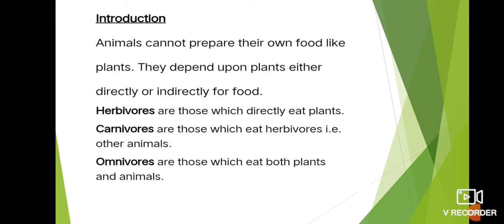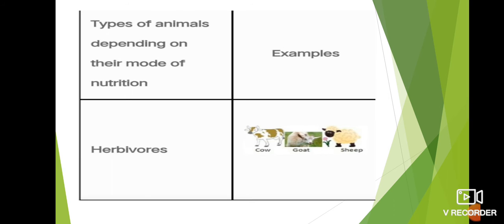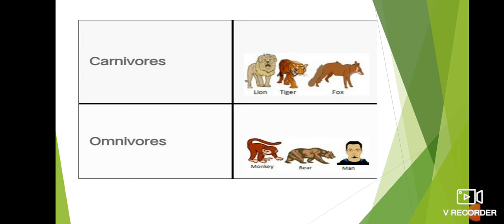Herbivores are those types of animals which eat plants and their products. Next is carnivorous, these types of animals which eat other animals as food. Next is omnivorous, these types of animals which eat both plants and animals. Next, examples for this: cow, goat, sheep. These are the examples for herbivorous animals. Lion, tiger, fox. These are examples for carnivorous. Monkey, man, bear, whale. These are the examples for omnivorous.